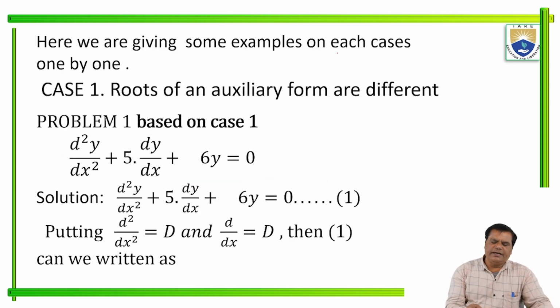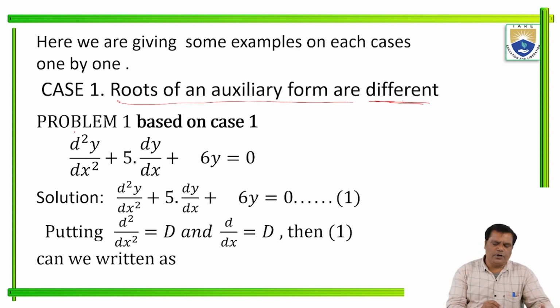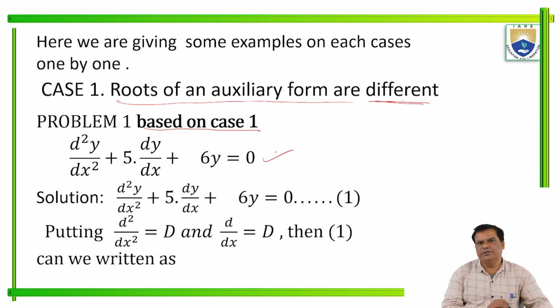Here we are giving some examples on each case one by one. Case 1: roots of an auxiliary equation are different. First case. Case 1, roots of the auxiliary equation of a differential equation are different. So problem 1 is based on case 1. Here I have taken a problem: d2y over dx2 plus 5 dy dx plus 6y equal to 0. This is a differential equation of second order with constant coefficients, but the right hand side is 0, so Q is 0 here.